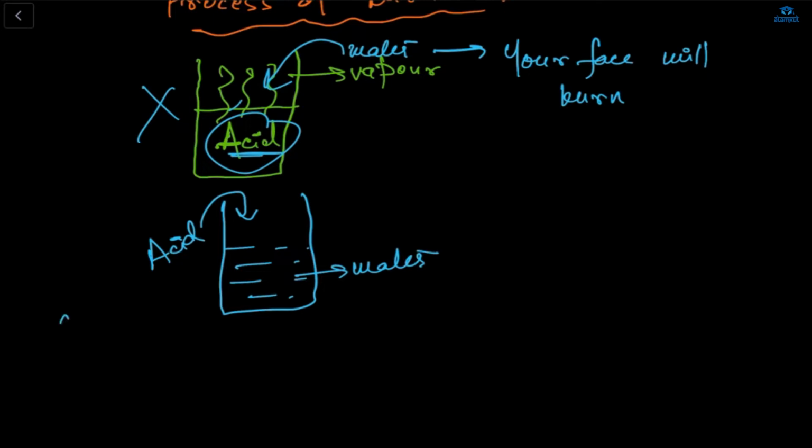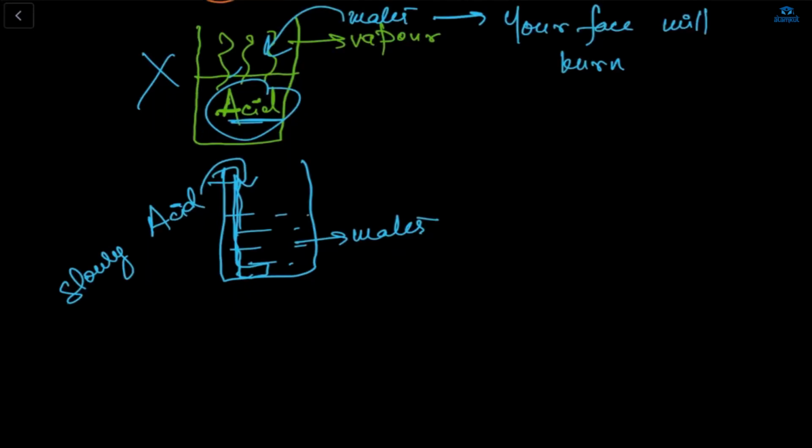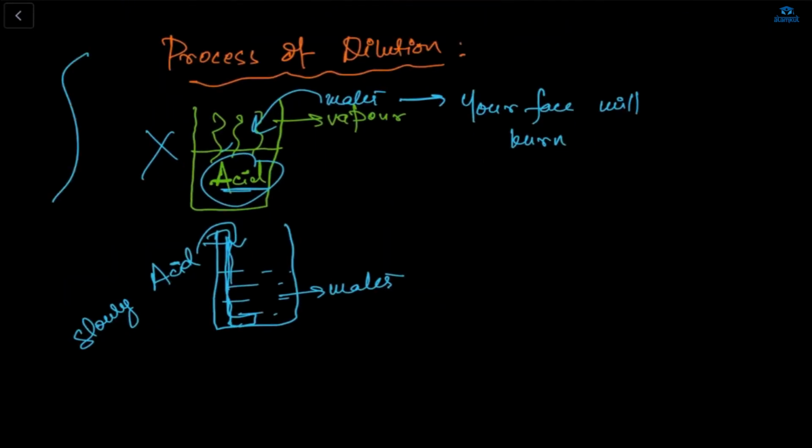Slowly we put the acid into this beaker and we constantly stir it. We'll never put the water into the acid. We'll always put the acid into the water and we will constantly stir it. This is the stirring thing. Now you got this. What is the process of dilution?